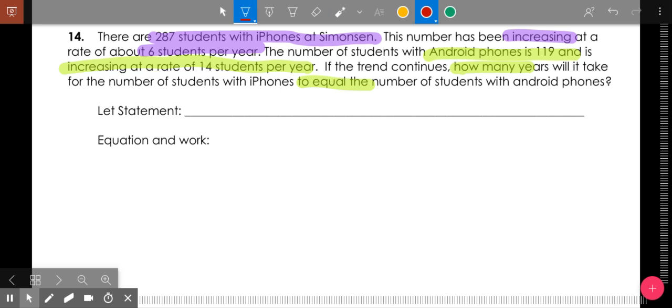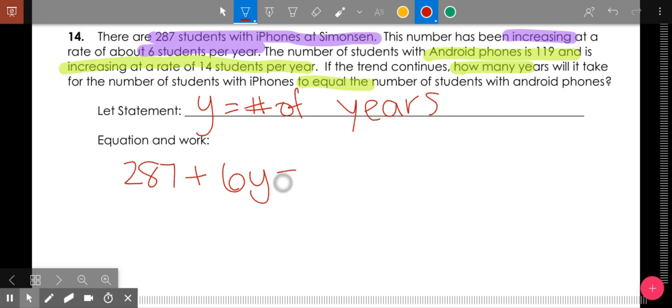Since we're finding out how many years, I'm going to use y as my number of years. So for my equation, I'm going to put my iPhone side equal to my Android side. I have 287 students with iPhones, plus it is increasing at 6 students per year, so I'm going to represent that by 6y. Then I have Android, I have 119, and it is increasing by 14 students per year. So I'm going to do 14y. And then I solve.